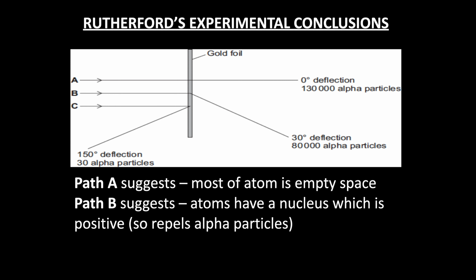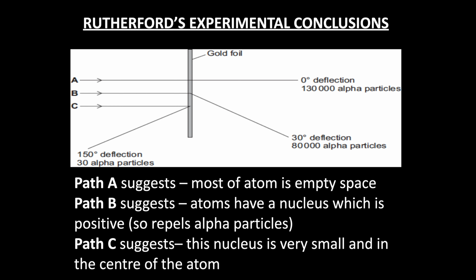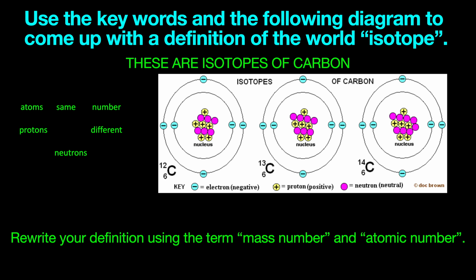And finally, path C suggests that the nucleus is very small and is in the center of the atom. This is why very few particles were rebounded backwards. There's one final idea and concept that we need to recall before we move on with the rest of the topic, and that's the idea of isotopes.